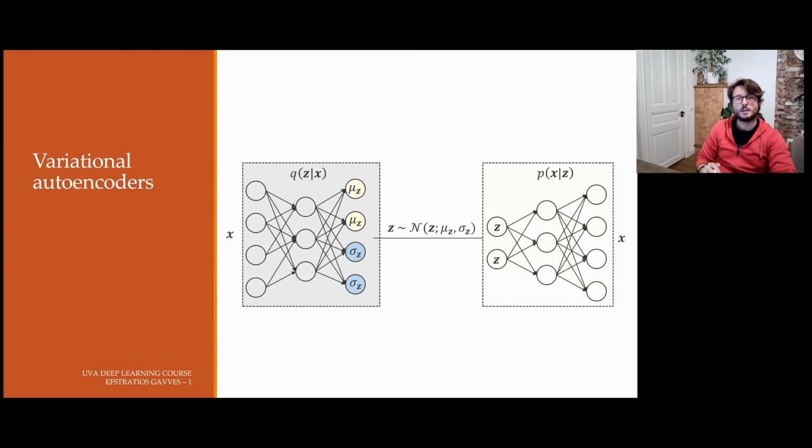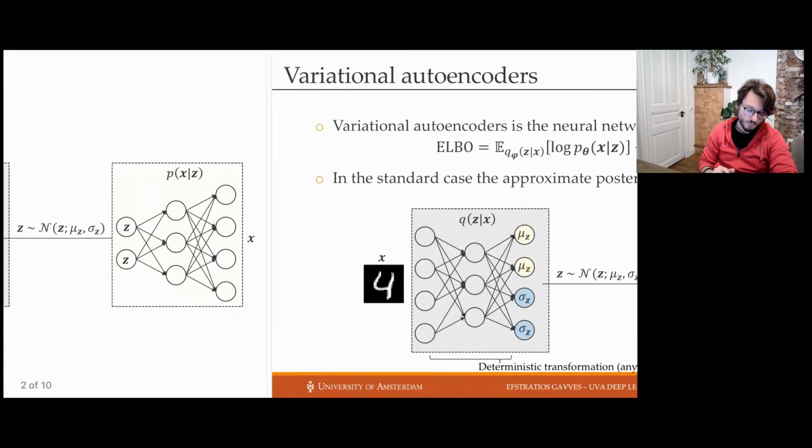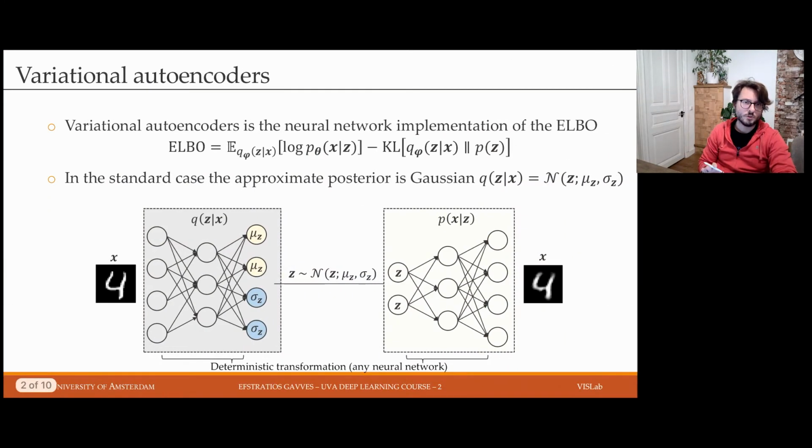Hi. Now that we discussed variational inference, let's move on to variational autoencoders. So, variational autoencoders is simply a manifestation of variational inference and the evidence lower bound objective with neural networks.